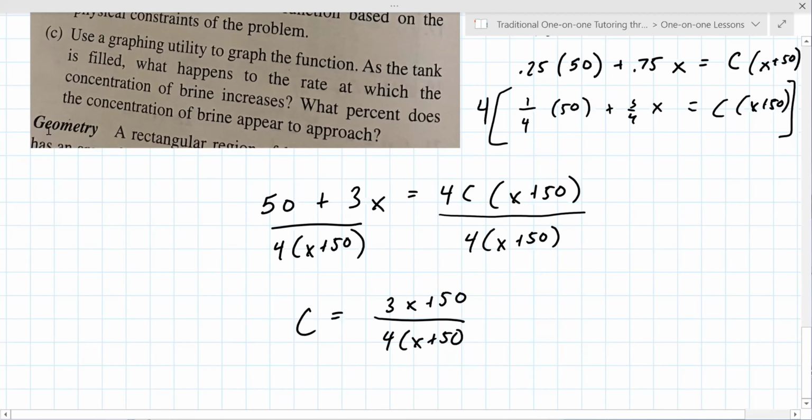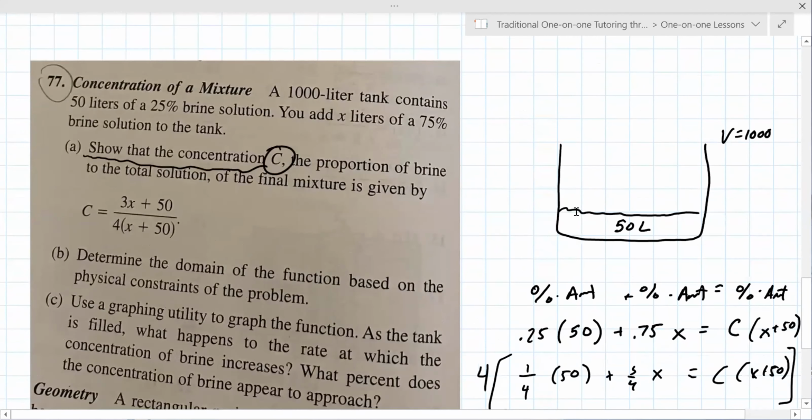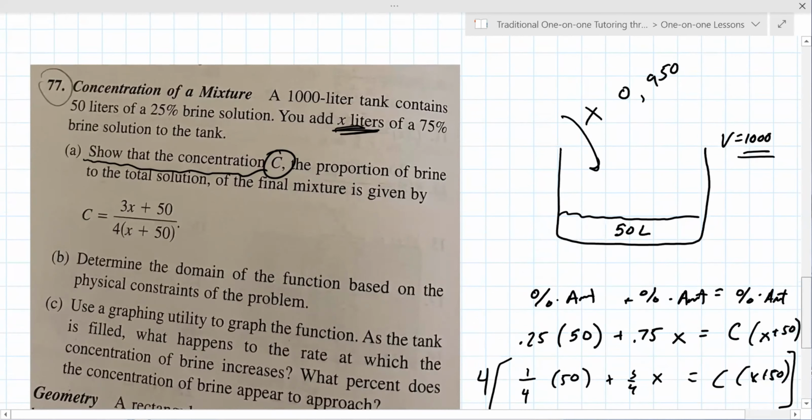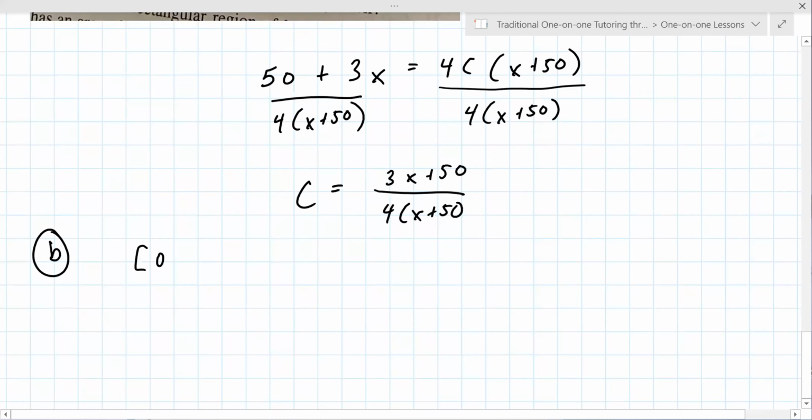So part B is to determine the domain of the function given the physical constraints of the problem. So going back to the drawing here, x represents how much you're adding in. Like you're pouring in x to this thing. It's already got 50 in it. So x, you can obviously put 0 in, but the most you could put in is 950 because the maximum volume is 1,000. So that's what they mean by determine the physical domain. You wouldn't pour, I mean, you might, but it would be unrealistic to pour in more than 950 liters in. So that's your domain.